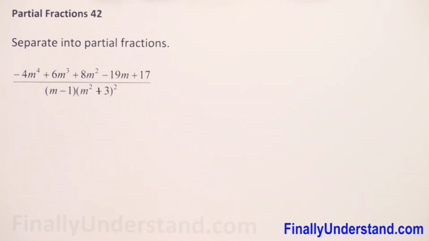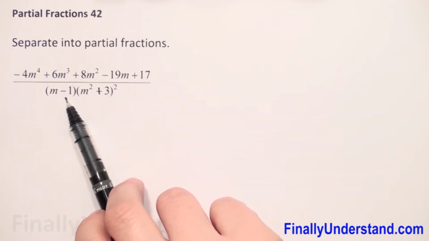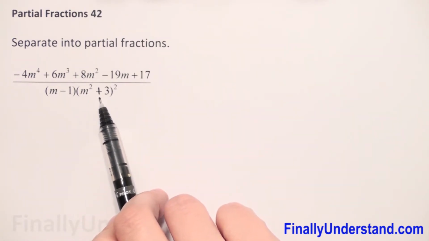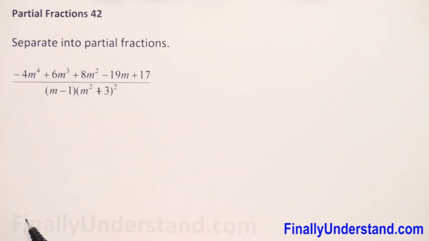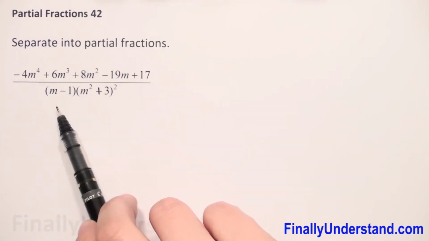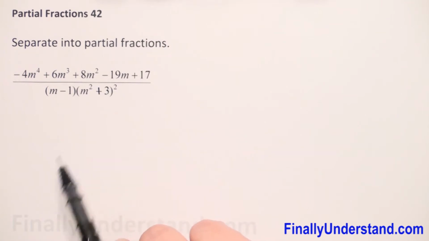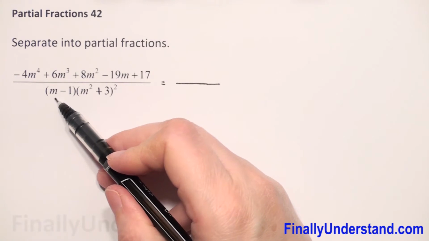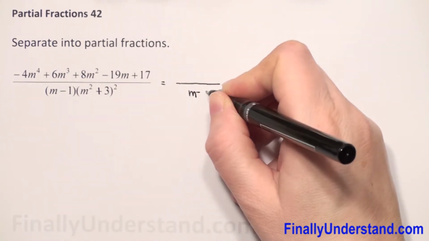Everything is okay. Next we have to check if we can factorize our denominator or if it is already factorized. Now we have in parentheses n minus 1 and we have n squared plus 3. We cannot factorize n squared plus 3. We don't have real solutions, no real roots. So these two factors will now be the denominators of our partial fractions. The first factor repeats only one time, n minus 1. So we just copy n minus 1.